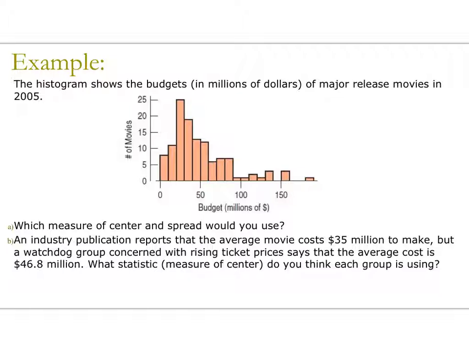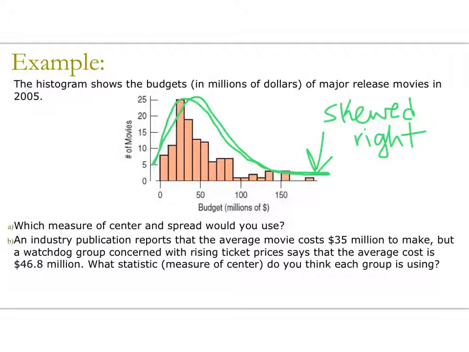So for example, we have a histogram of budgets, in millions of dollars, of major releases of movies in 2005. Think about ways we've talked about describing your distribution, and sometimes it helps me to draw a little mound. When I draw this little mound, I look and I notice, to me, it seems skewed right. So since it's skewed, we want to use the median and IQR. And since it's skewed right, that means that my mean is to the right, which means it's greater than my median. And let's read part B.